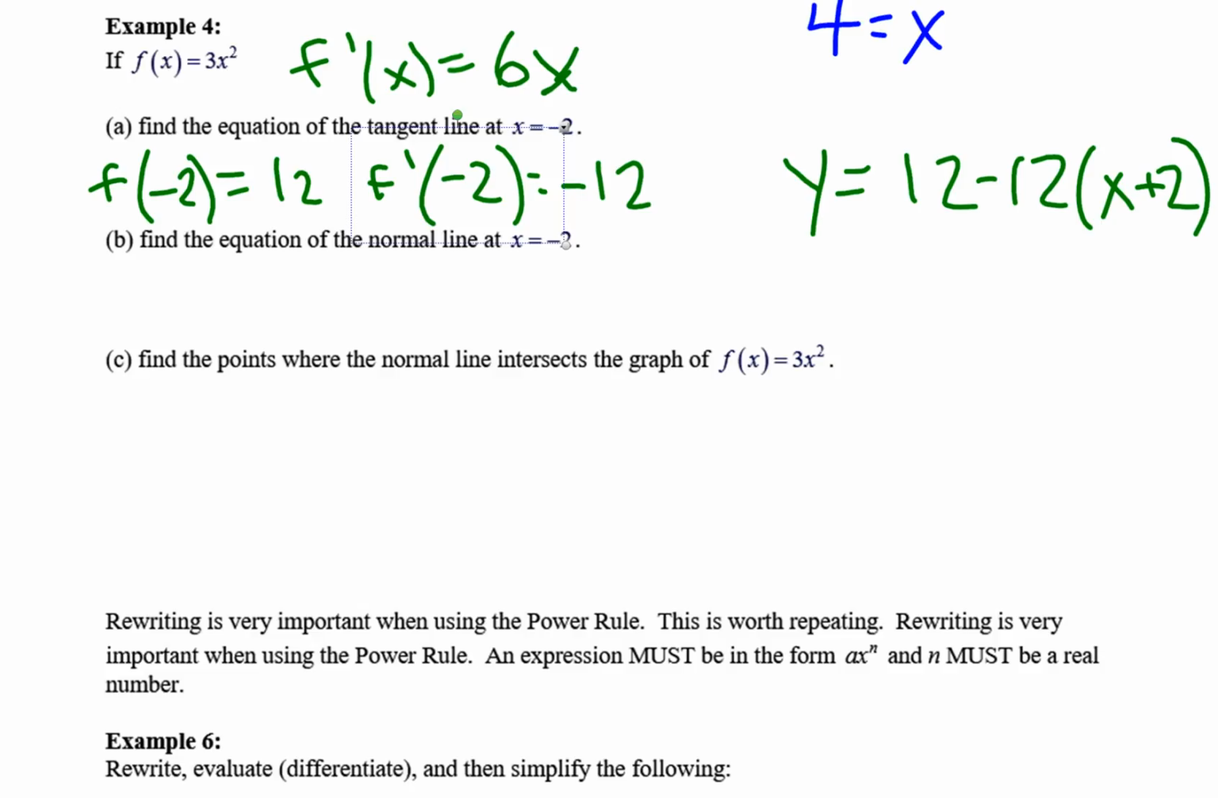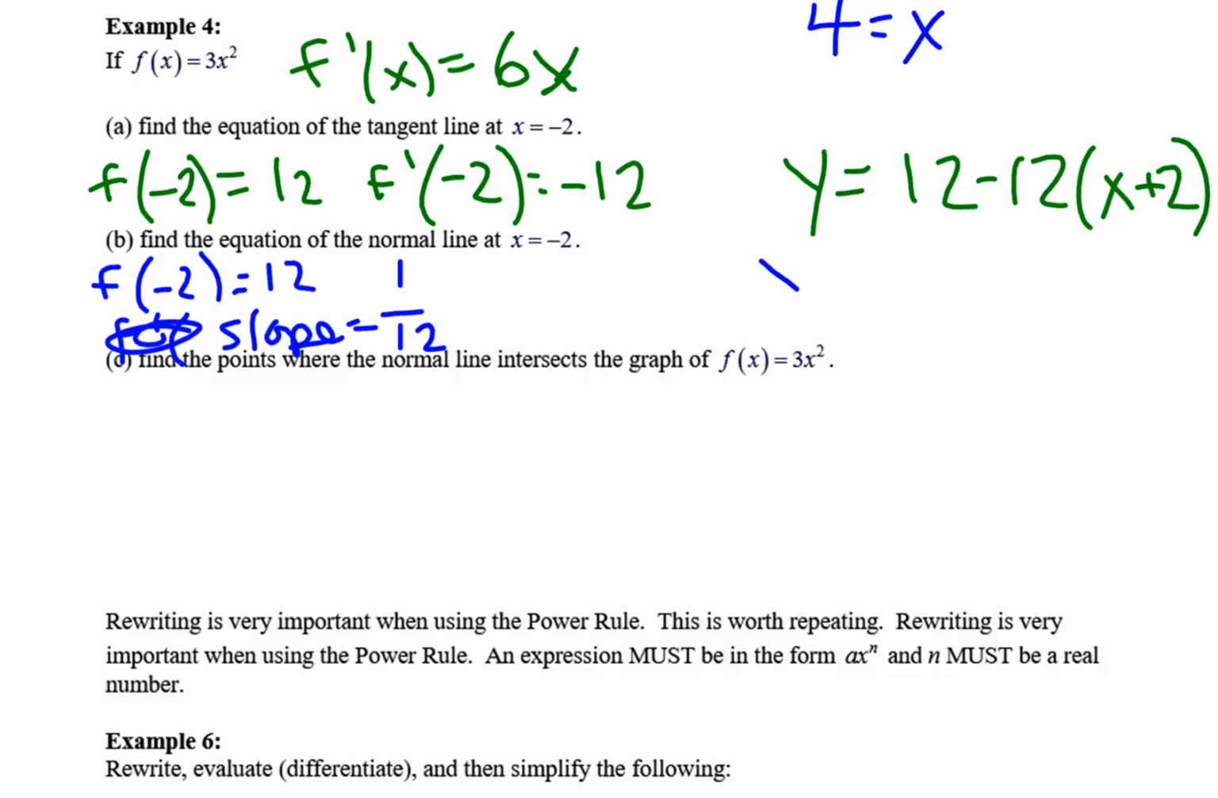Okay, the next part, find the equation of the normal line at x equals negative 2. Our point's still going to be the same, but now our slope, we'll just write slope, is the opposite reciprocal of what we used before. 1 over 12. So then we have y equals 12 plus 1/12, again, x plus 2.